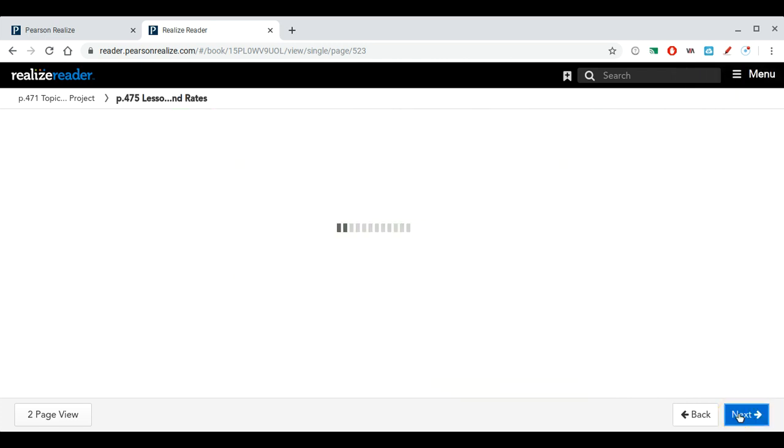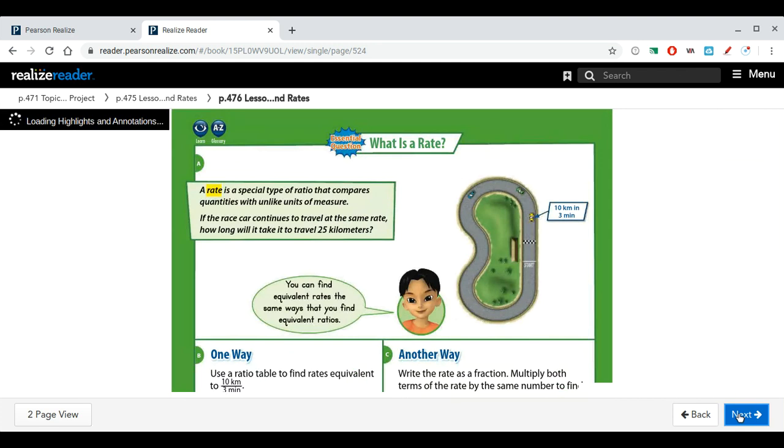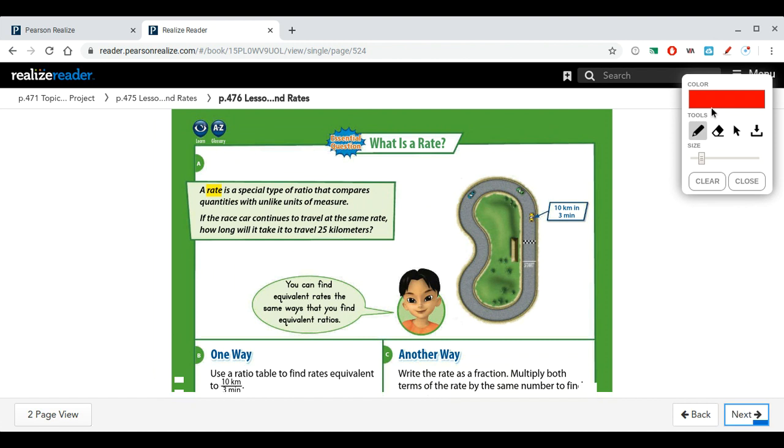All right, so let's move into your visual learning on the next page. The essential question for today is what is a rate? And we already talked about that it is a type of ratio that compares specific quantities. So if we take a look at this question, if the race car continues to travel at the same rate, how long will it take to travel 25 kilometers? Well, here's my rate. 10 kilometers in 3 minutes is my rate.